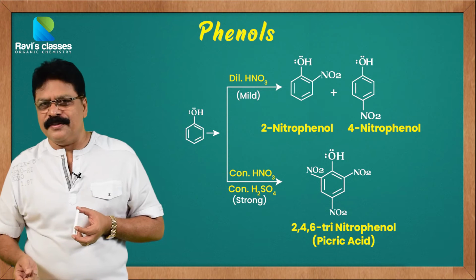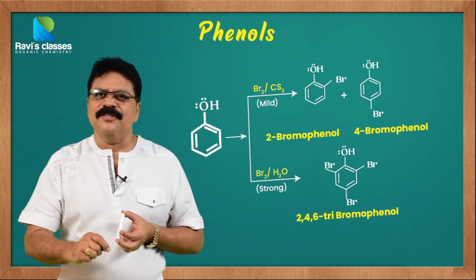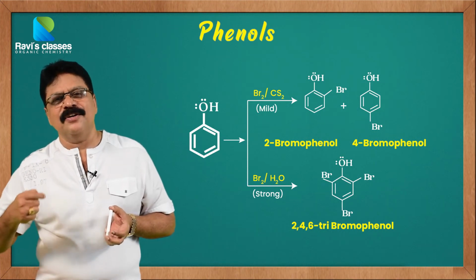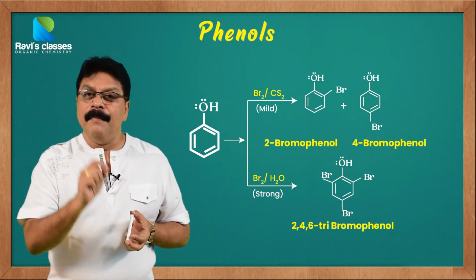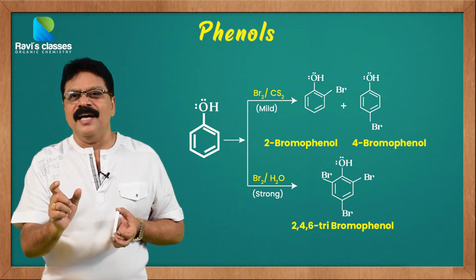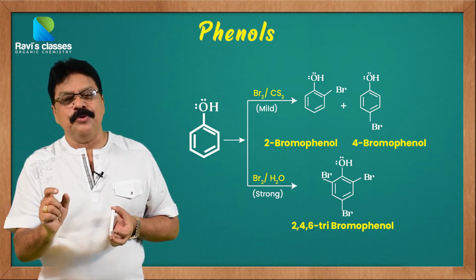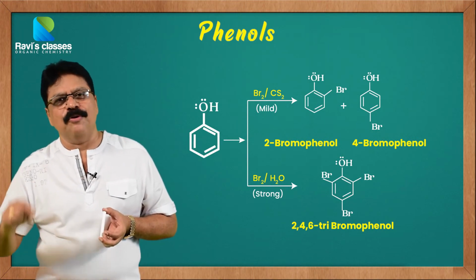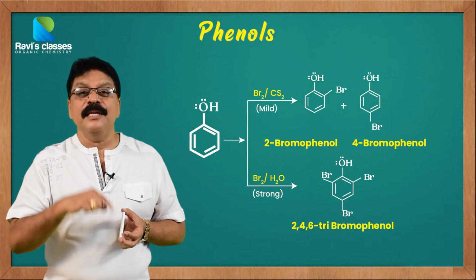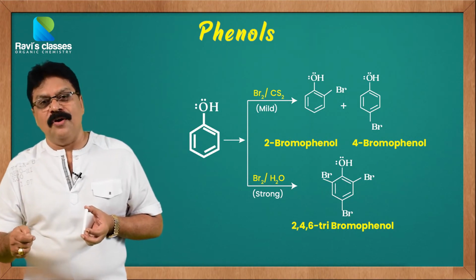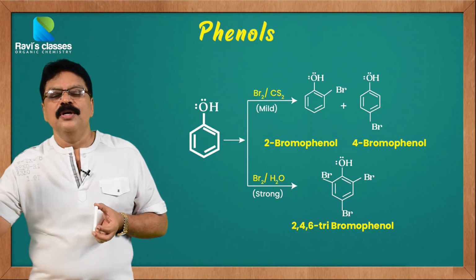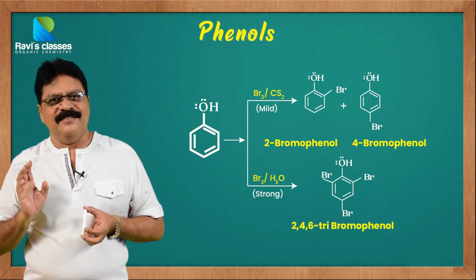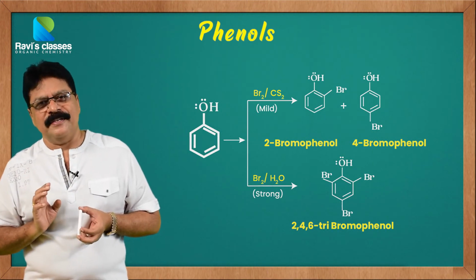So, with mild you get only ortho and para, with stronger you get 2,4,6 trinitrophenol. Similarly, we can examine the case of bromination. Bromination also can be carried out with a mild brominating agent or a strong brominating agent. Mild is bromine in CS2, a non-polar, non-protic solvent like CS2. Bromination is mild, therefore, you get either ortho-bromo or para-bromophenols only. Whereas bromine in water, a protic, polar solvent, you get 2,4,6 tribromophenol.